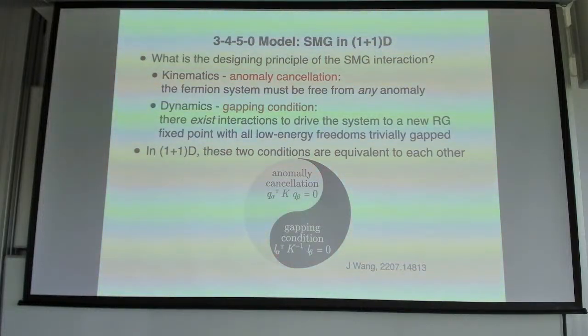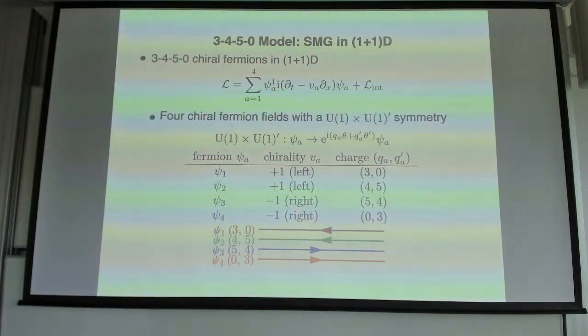If you confirm that the system is anomaly free, I can give you a systematic construction of the gapping interaction. So that is achieved in 1 plus 1D, but not in higher dimension yet. But we believe that somehow these two conditions should be equivalent in any dimension, but there's not a proof yet. Can I ask a question?